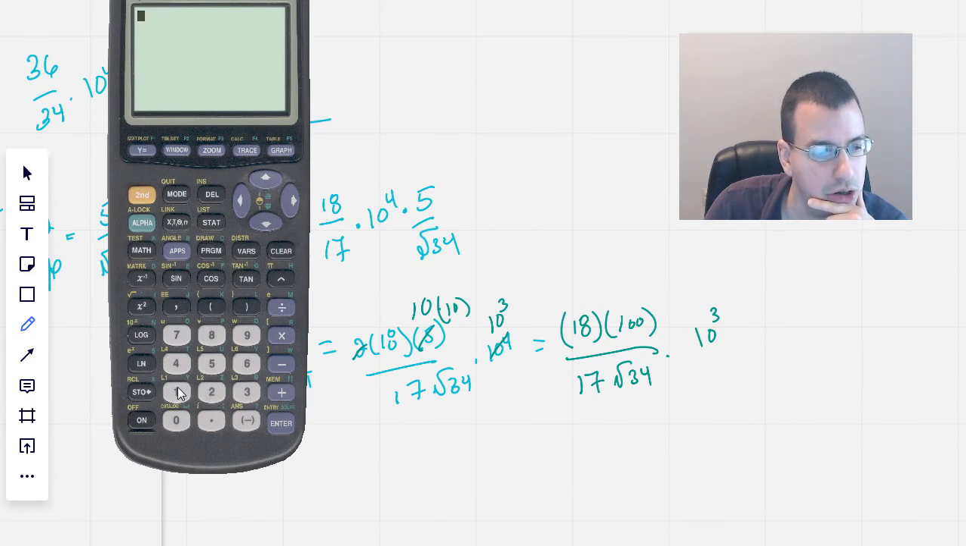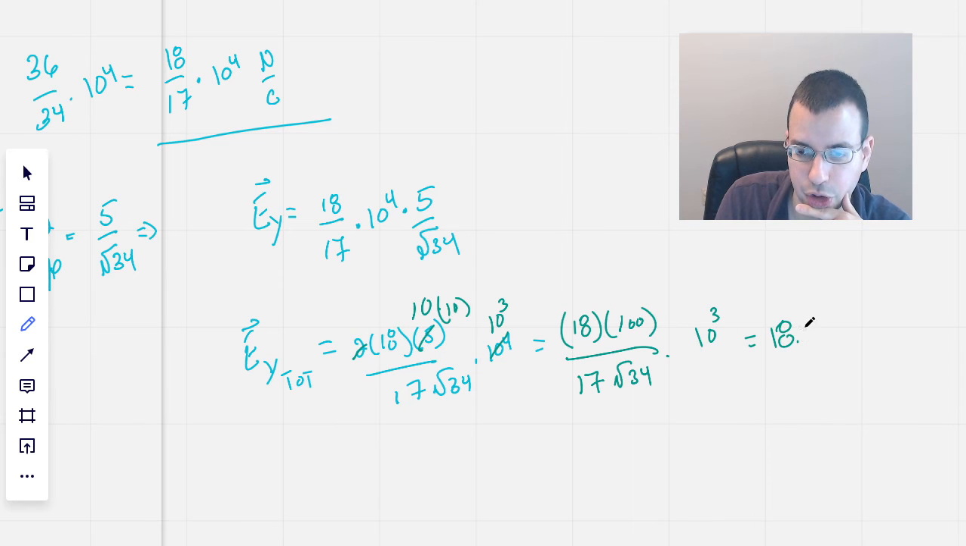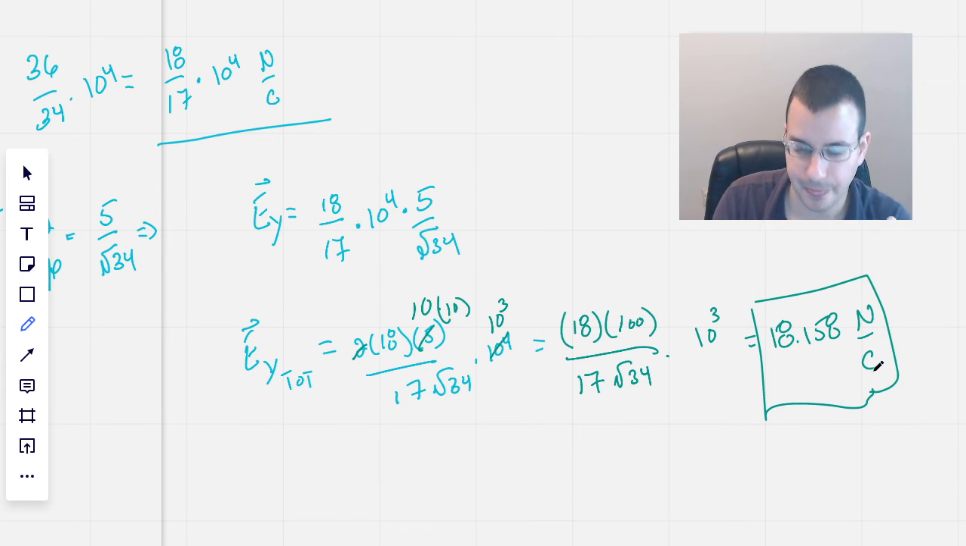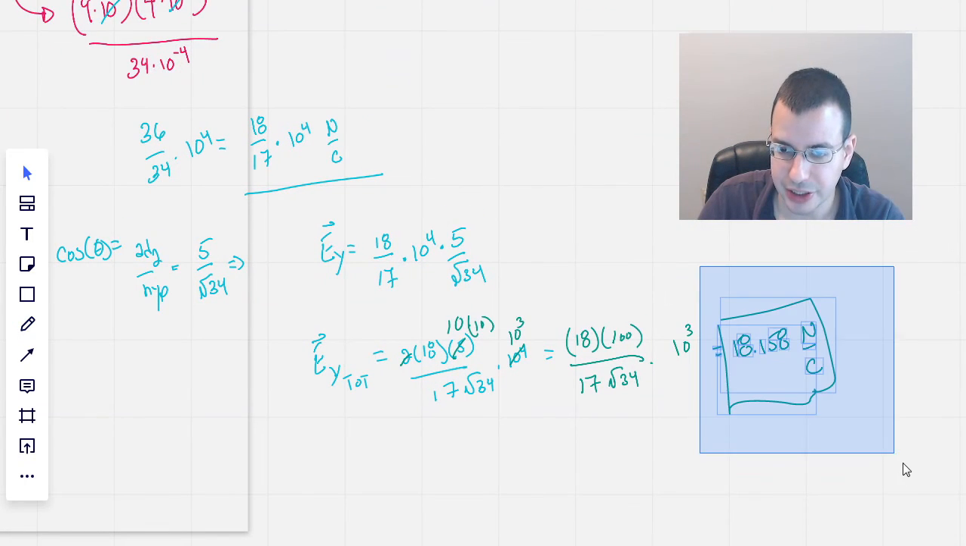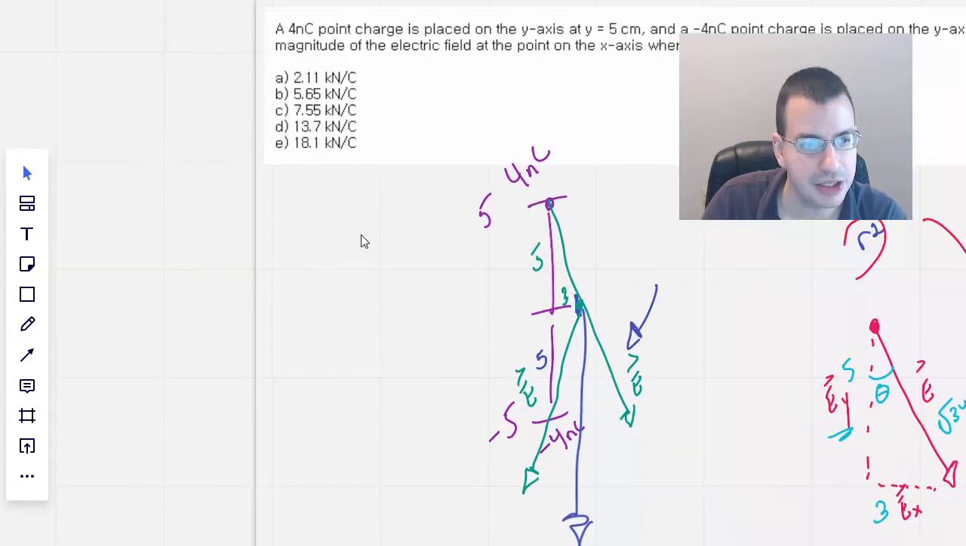On clear, 1800, that's 18 times 100, divided by 17, divided by quantity, second square root of 34. Get a couple more parentheses there. And this is 18.158. 18.158, and then this will be newtons per coulomb. Whoop, so messy. Copy that so I don't have to drag it. Paste it over here.